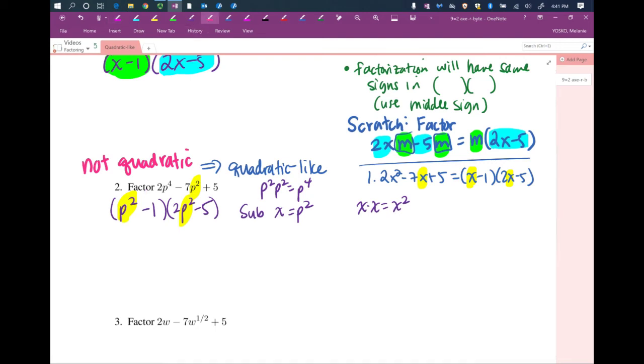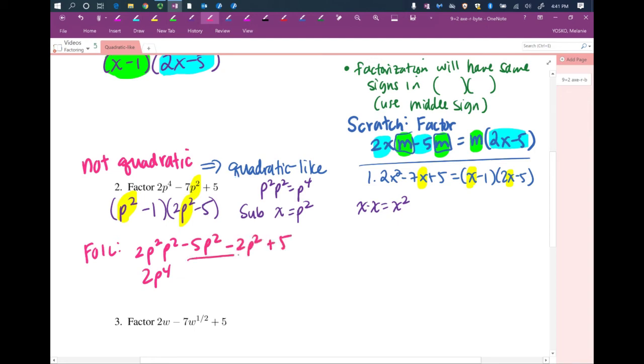So let's actually FOIL this one. If we FOIL it, we get 2p squared, so that's 2p to the fourth, minus 5p squared, minus 2p squared, plus 5. Well, negative 5 and a negative 2 together give you negative 7p squared plus 5. Okay, so that's going to be our strategy.